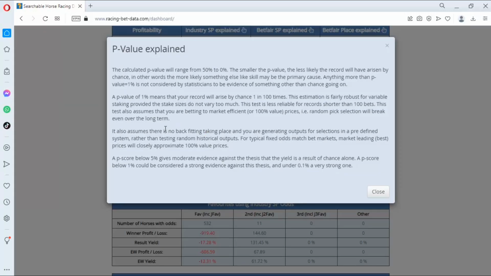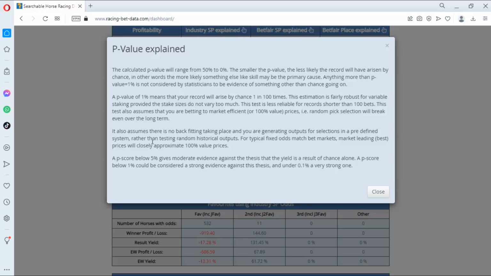And then it goes on to suggest that obviously a p-value of 1% means your record will arise by chance 1 in 100 times. And the estimation is fairly robust for variable staking, provided the stake sizes do not vary too much. The t-test is less reliable for records shorter than 100 bets. So we've got 500 here. This test also assumes that you are betting to market efficient or 100% value prices, i.e. random pick selection will break even over the long term. So basically the Betfair market is deemed to be pretty efficient, as close to 100% as you can get.